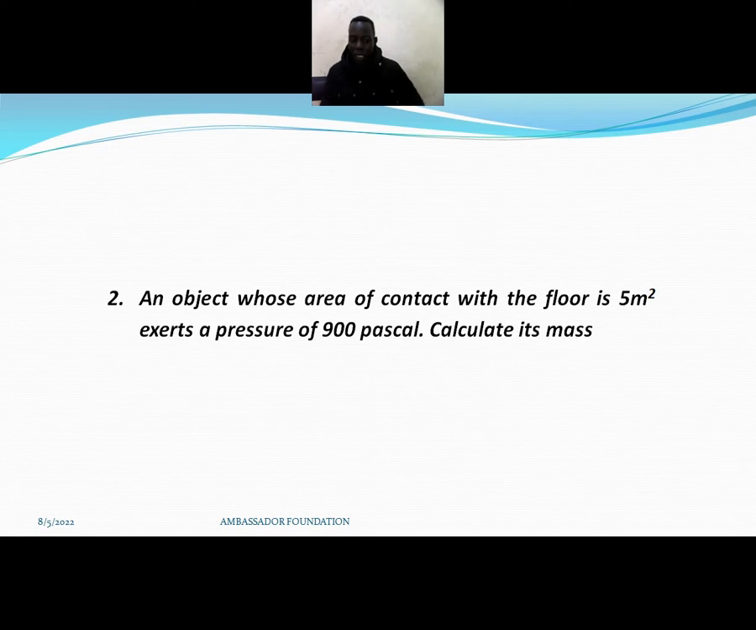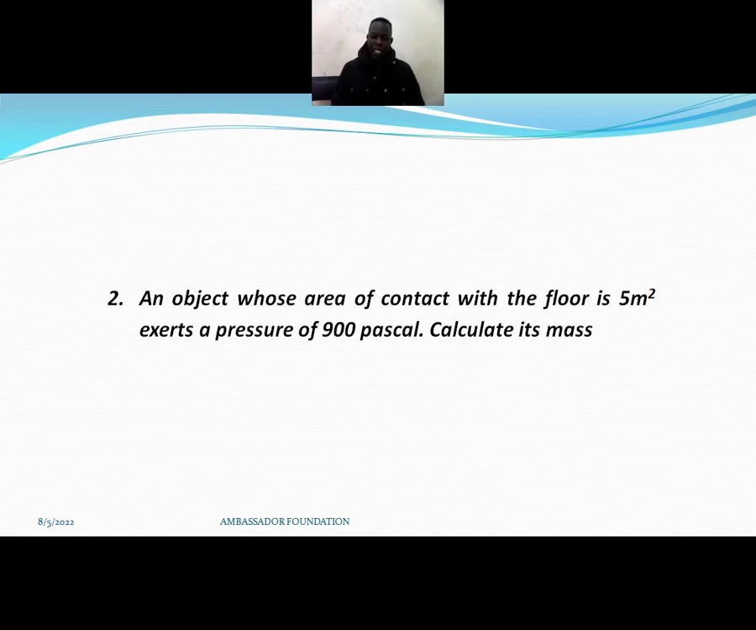Now look at this. An object whose area of contact with the floor is 5 meters square exerts a pressure of 900 Pascal. Calculate its mass. The keyword is mass, not weight. Most of you will forget it and end up with force, which is the weight. But they're talking of the mass, so you may end up missing the point.